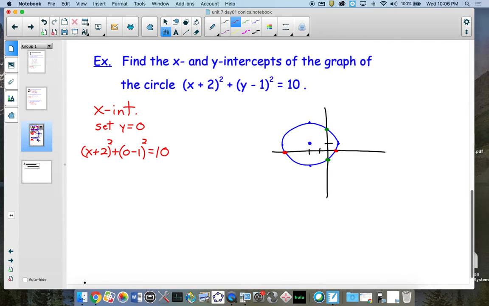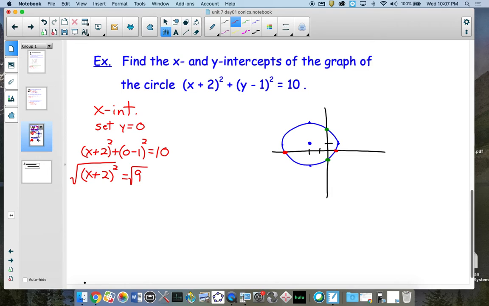Now there's 2 ways we can deal with this. I'm going to do it, I think, the easier way. So x plus 2 squared, I'm not going to square that. In the other parentheses I have negative 1 squared, which is positive 1, and then I'll subtract that to the other side. 10 minus 1 is 9. Now, instead of expanding out the left side, and then moving the 9 over, and then using factoring or quadratic formula, it's easier if I just take the square root of both sides right now.